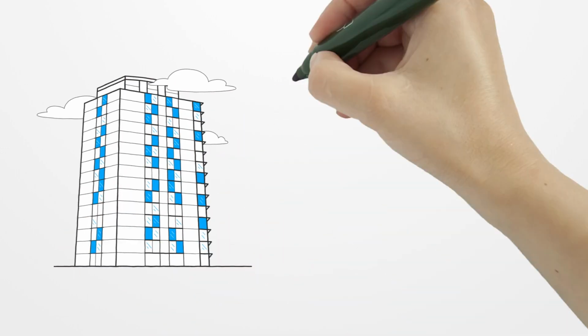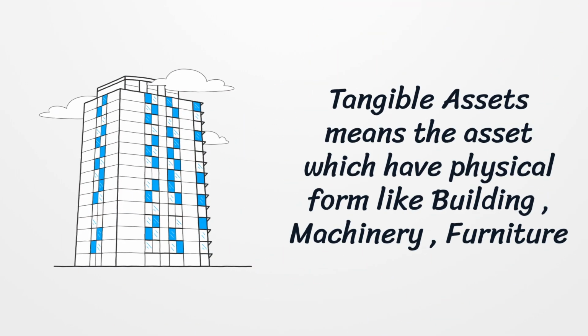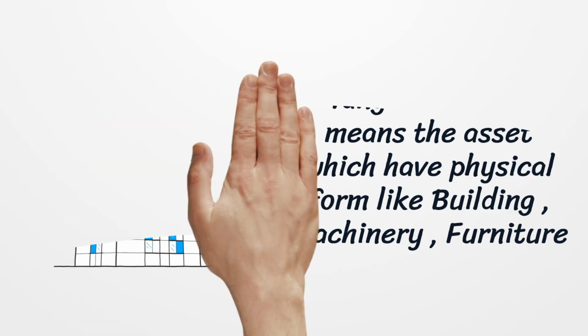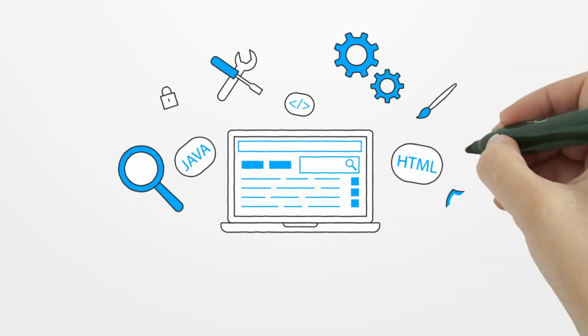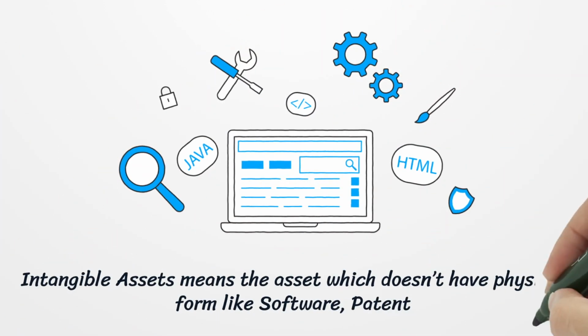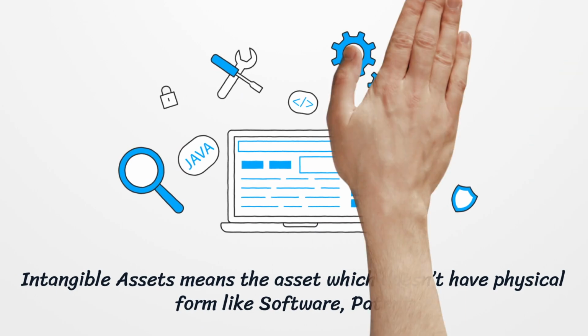Tangible assets mean the assets which have physical form, like building, machinery, furniture. Intangible assets mean the assets which don't have physical form, like software, patent.